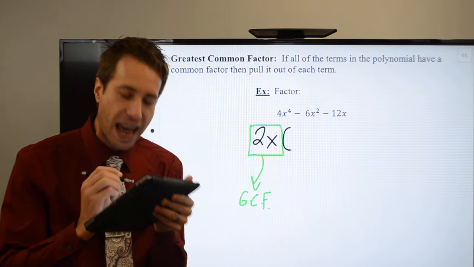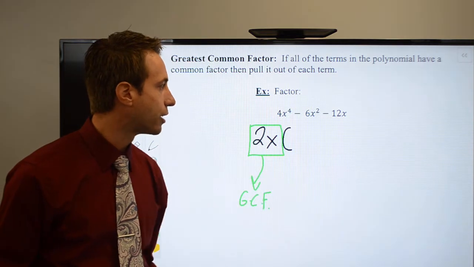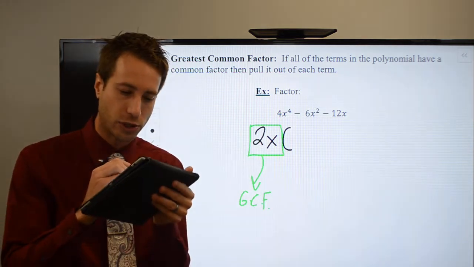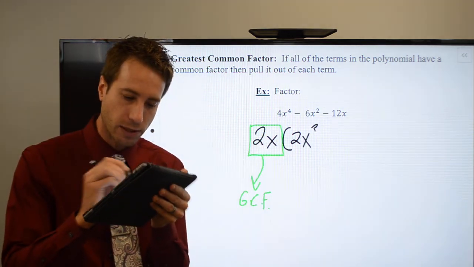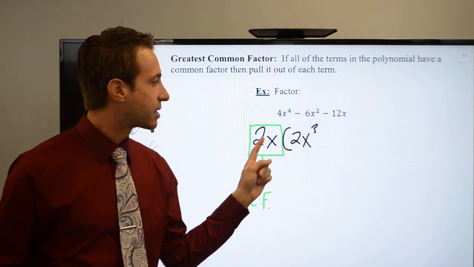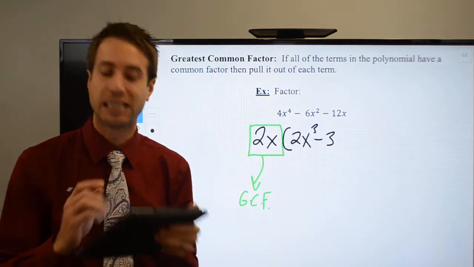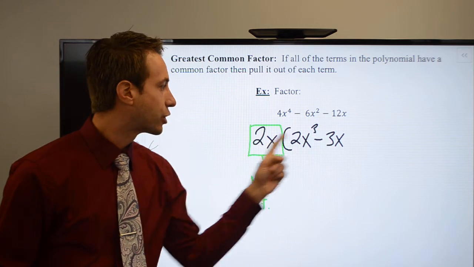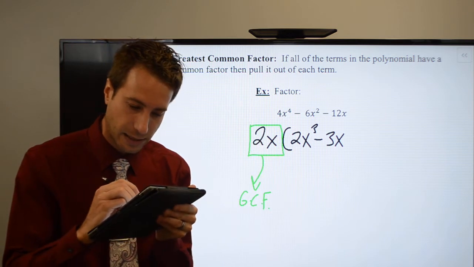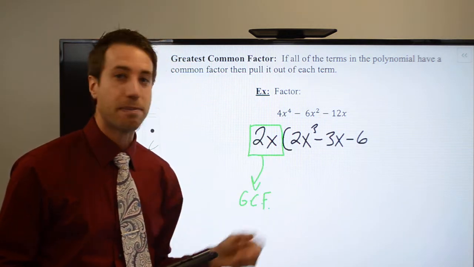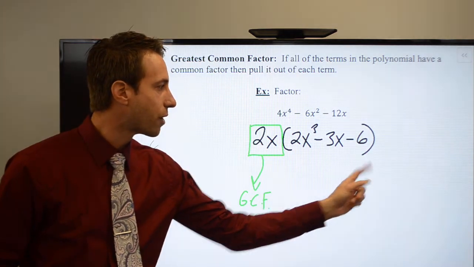What's left over after I pull out that GCF? Well, if I have a 4x to the 4th and I pull out a 2x, 4 divided by 2 is 2, and x to the 4th divided by x is x cubed. So I have a 2x cubed left over. Negative 6 divided by 2 is a minus 3, and an x squared divided by x leaves me with an x. Minus 12 divided by 2 is going to be a negative 6. The x divided by x, the x's cancel each other out, and so that is what's left over after I factor out my GCF.